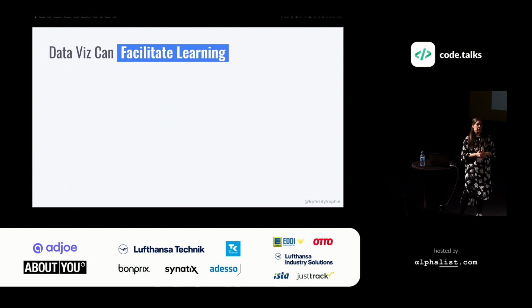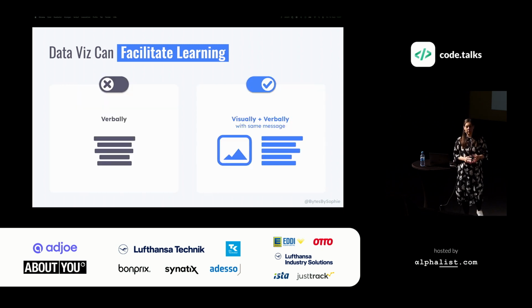However, we want to continue now with the question of how data viz can make us more effective in communicating data. My point here is that it has been proven by science that when we learn information, it is easier for us to learn it if it is provided both verbally and visually combined instead of just verbally. I think this is a very clear point for data visualization, because all of us working in tech pretty much have to talk about data at some point.